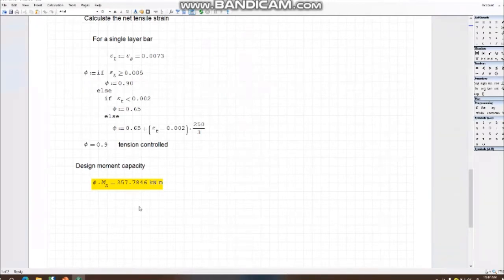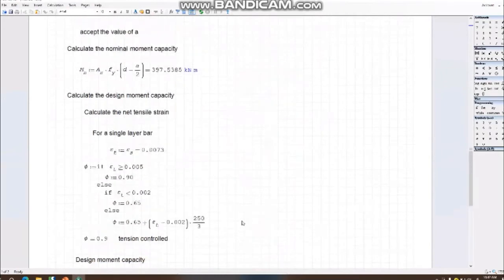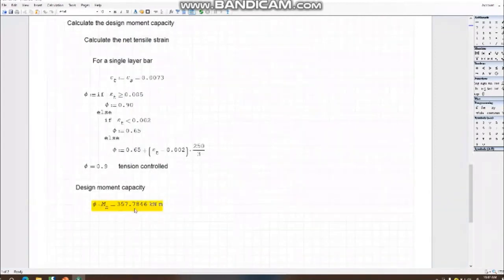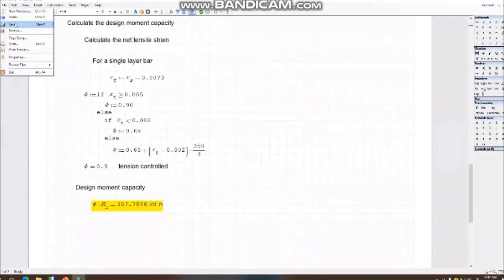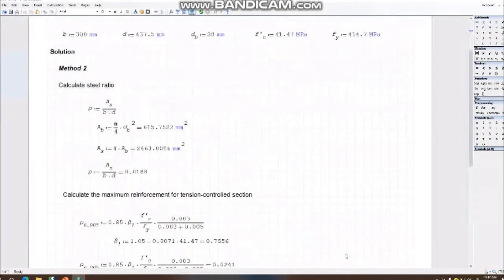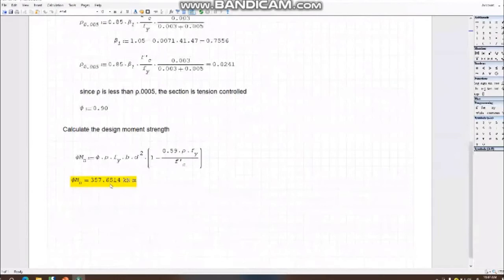So as you can see, the answer is similar. It only differs in the decimal, probably because of the rounding in the derivation of the formula, where some values are rounded off. But anyway, 357.78 or 357.65, the difference between 0.78 and 0.65 is small.